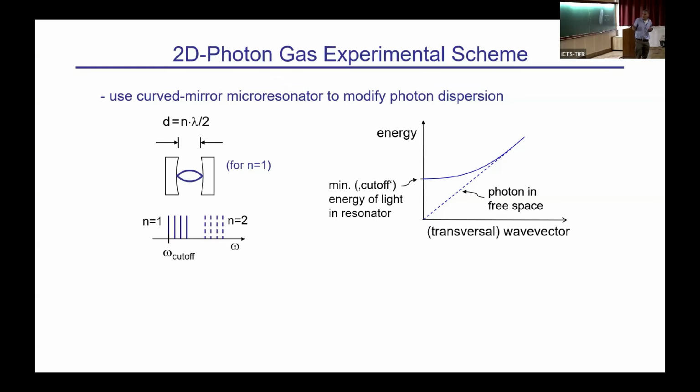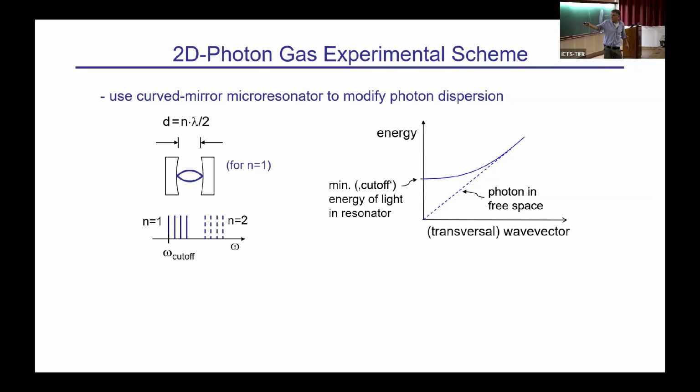So, as I was mentioning, we use an optical microresonator, as it's also used in polariton experiments. In our case, it's a curved mirror microresonator, and the spacing between mirrors is very small. It's an integer times half the wavelength, and for the sake of simplicity, let's set this integer number n equal to 1. Then it's very clear that very long wavelengths do not fit into this microresonator due to the boundary conditions on the mirror surfaces.